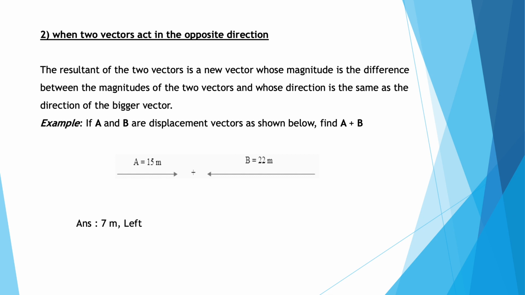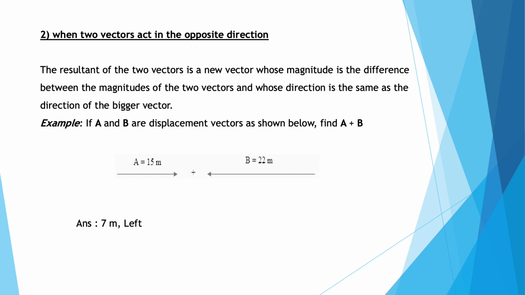When two vectors act in the opposite direction, the resultant of the two vectors is a new vector whose magnitude is the difference between the magnitudes of the two vectors and whose direction is the same as the direction of the bigger vector. If A and B are displacement vectors as shown below, we have to find A plus B again. Here in this case, two vectors are in opposite direction. Then what we have to do is just subtract the vectors. That means 15 meter minus 22 meter, which gives 7 meter.